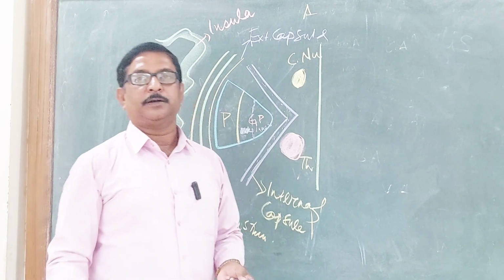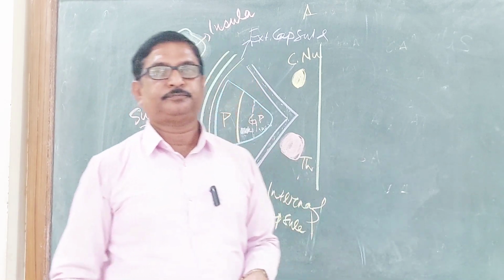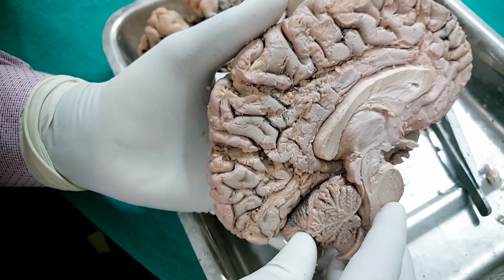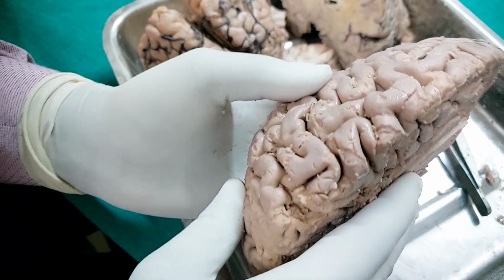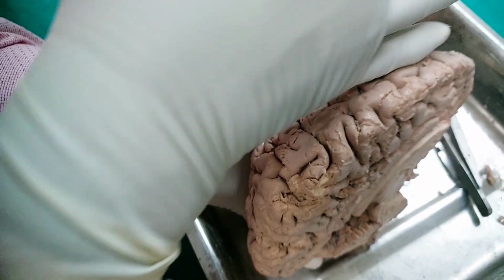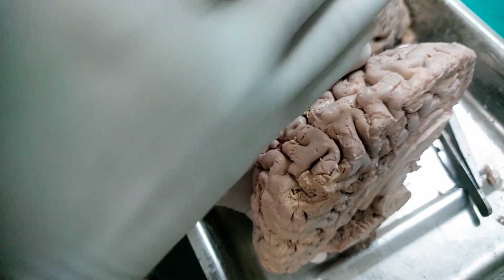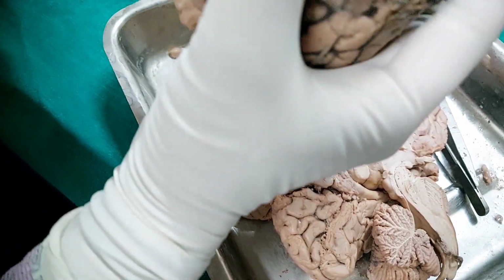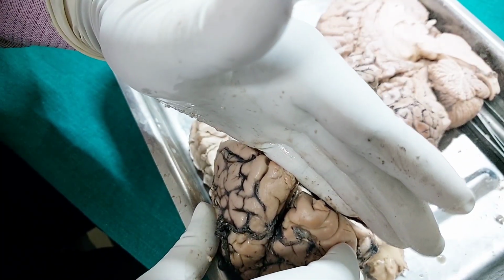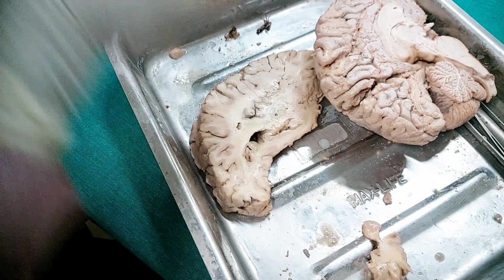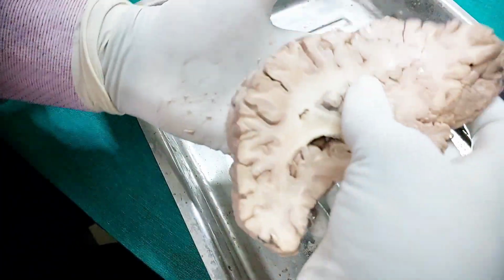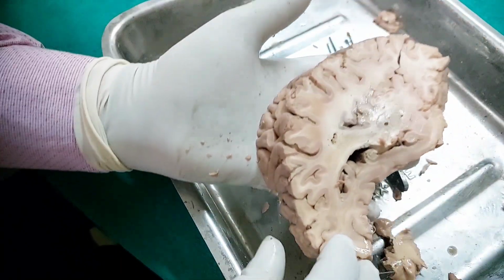So let us see the cut section of the cerebral hemisphere. Here we will see the structures in the cut section. This is one hemisphere. If we cut this section in this line, it will be the sagittal section. And if we cut the brain in this way, it is a coronal section. We will see the structures in both the coronal section and the sagittal section. And this is one sagittal section of the brain. This one.